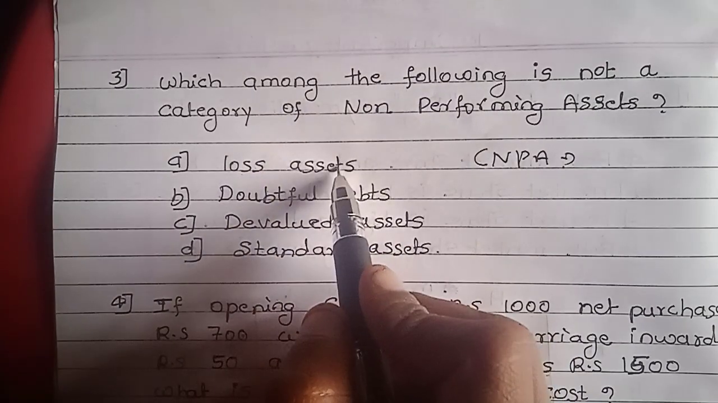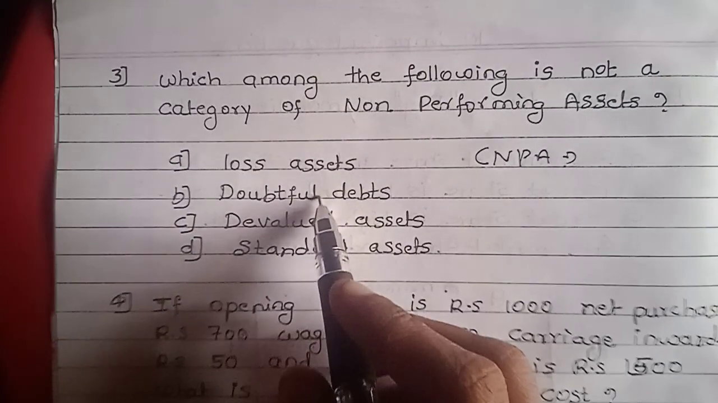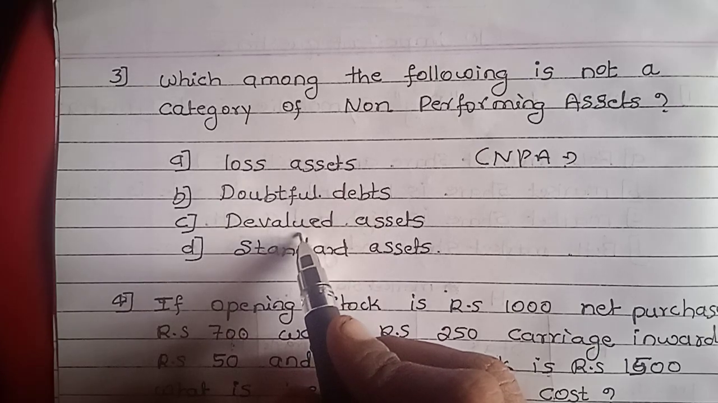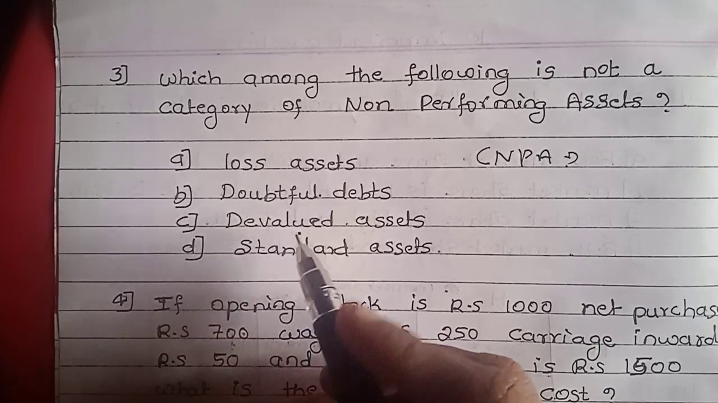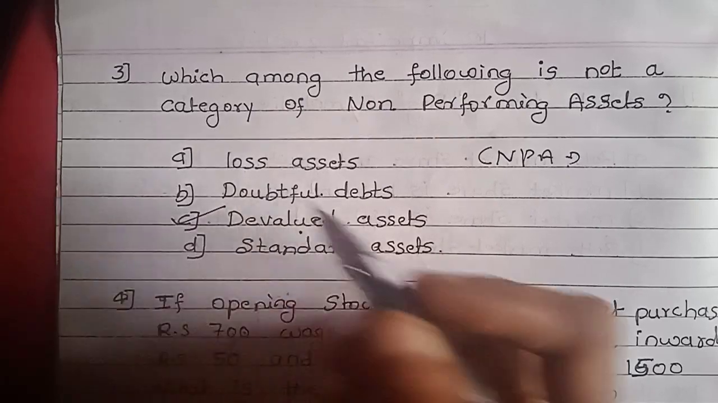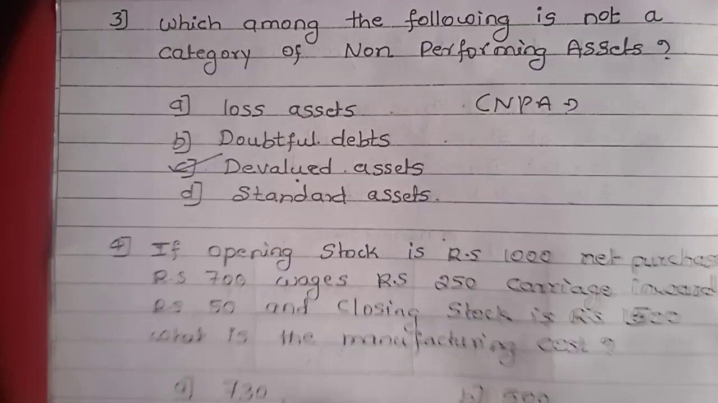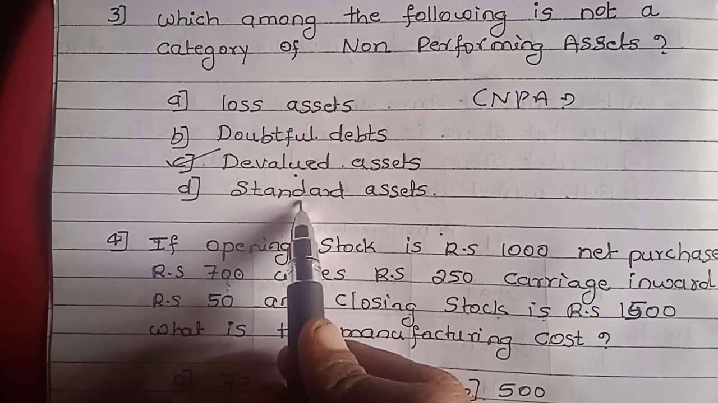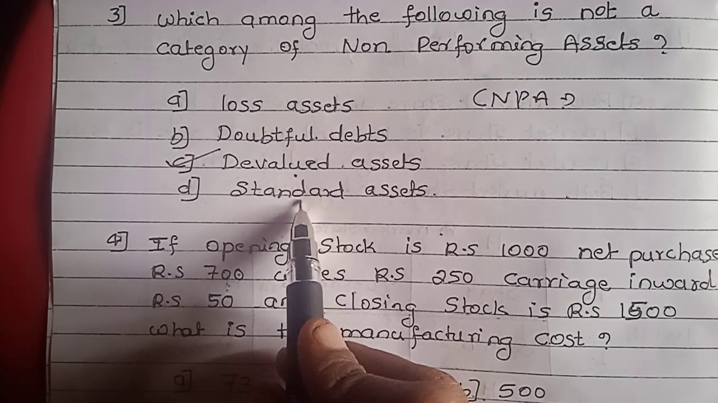Loss of assets is considered as a category of NPA. Doubtful debt also considered NPA. Devalued assets are not considered as NPA. So the right answer is option C. Standard assets also considered as NPA.